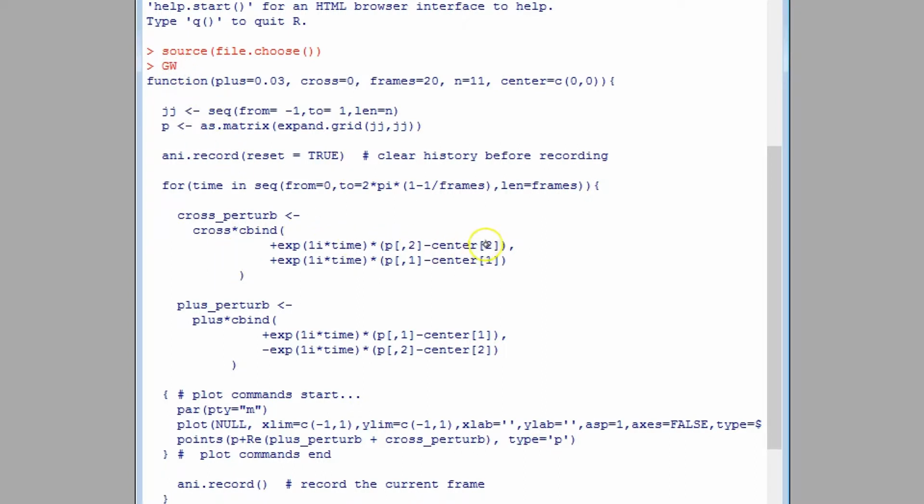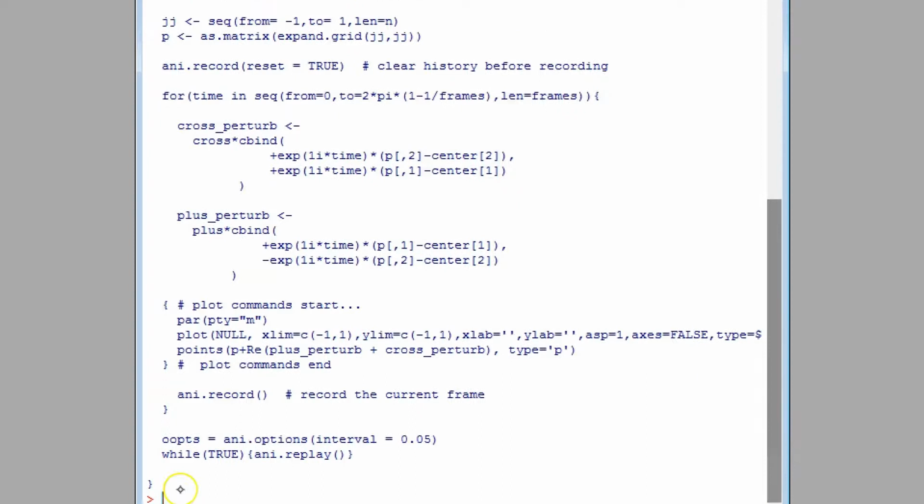The operative lines are these ones here. There's the cross perturbation to the flat space situation, and the cross perturbation and the plus perturbation here. And this is the important line here. It's e to the power i times the time, e to the it. So that's the oscillating component there. And the thing that's actually plotted is this one here, which is the background position, the Cartesian position, plus the real component of these complex perturbations here. And we'll see why that's important later.